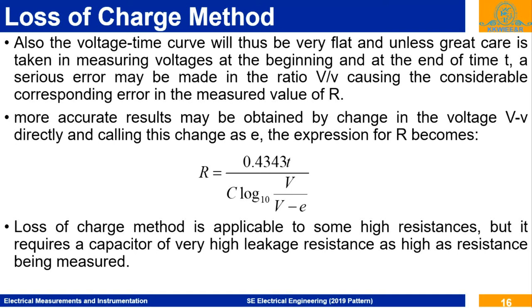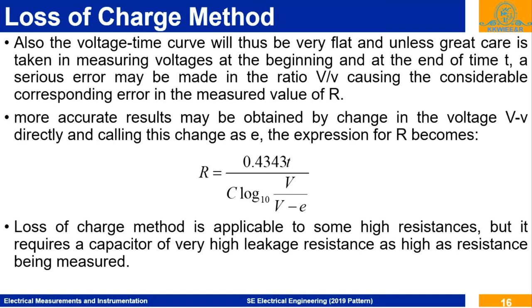So, a more accurate result may be obtained by changing the voltage. Then, following this change as E, the expression for R becomes 0.4343 t divided by C log 10 of V upon V minus E. The loss of charge method is applicable to some high resistances, but it requires a capacitor of very high leakage resistance as the resistance being measured is high.